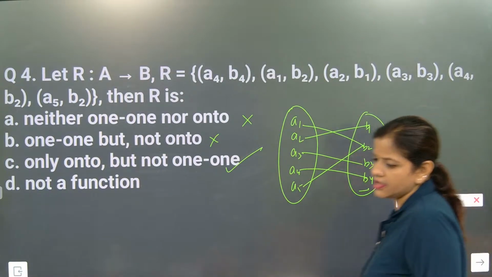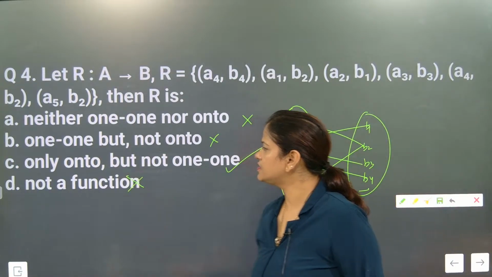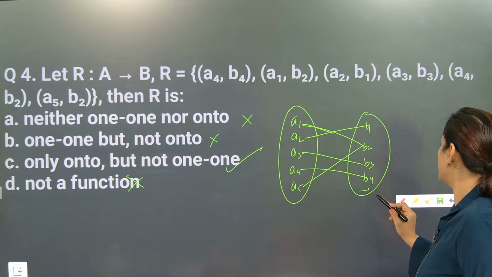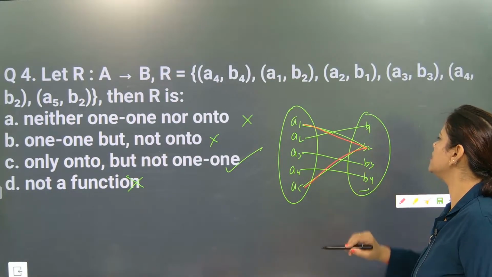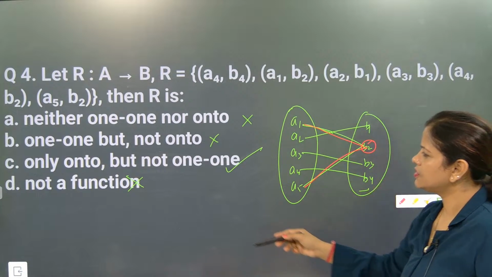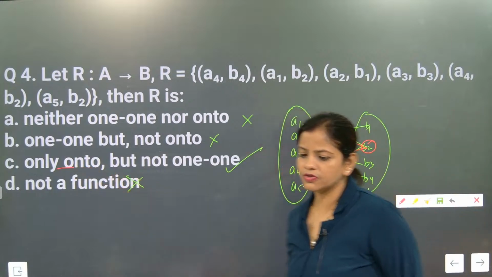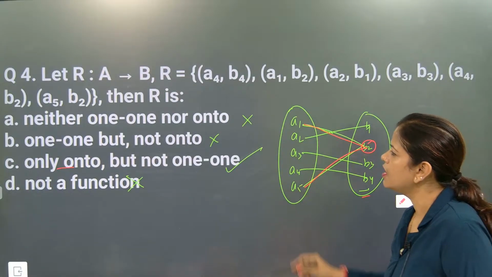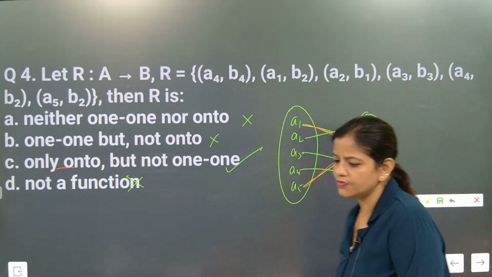This is a function. Saying it is not a function is wrong. This is a function, and it is many-one. A1 and A2 both belong to one single element, so this is many-one. It is only onto, because all the codomain elements b1, b2 are all mapped, so it is onto but not one-one. This is the most important thing, beta.